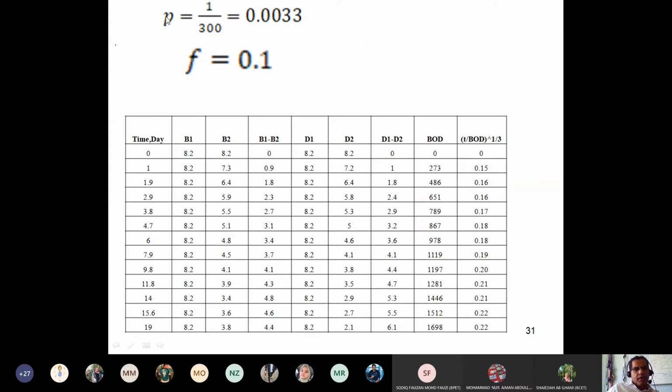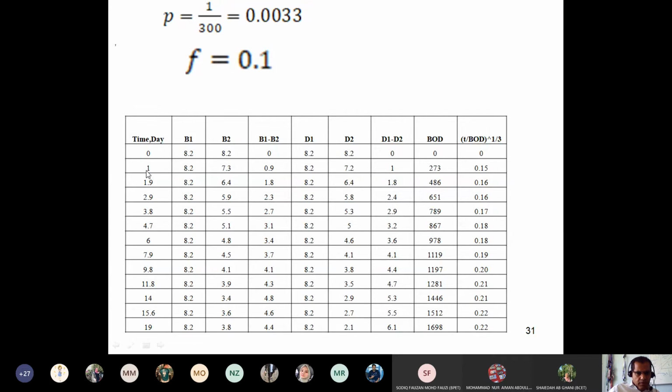First of all, I calculate P. P is 1 over 300. I will get 0.0033. Okay. And F will be 0.1. How to calculate this? We already showed it in the previous slide, in the first problem. In the equation, we use that equation.